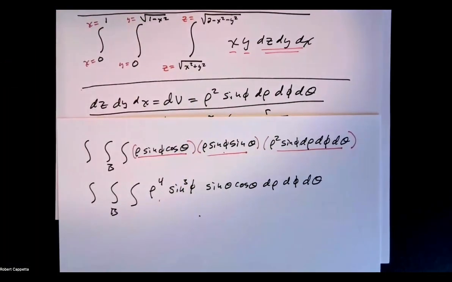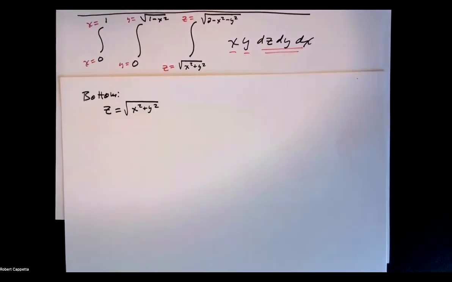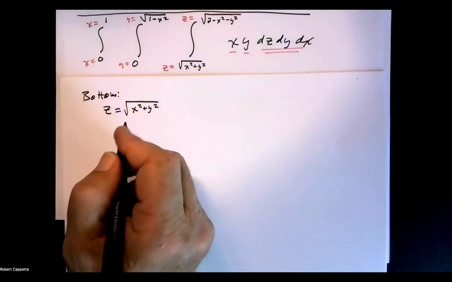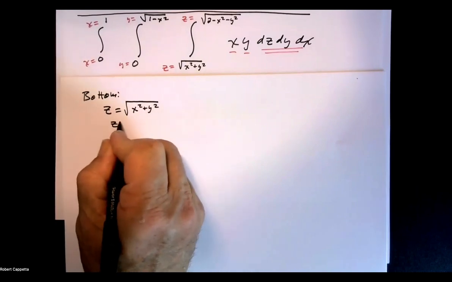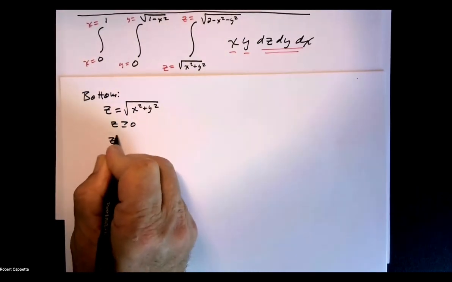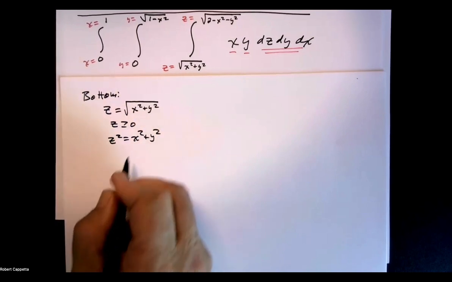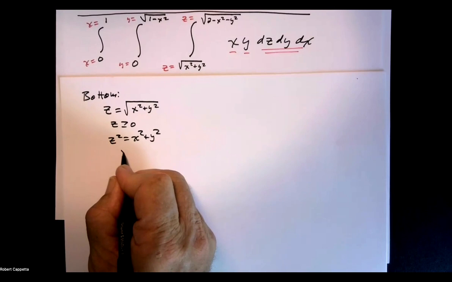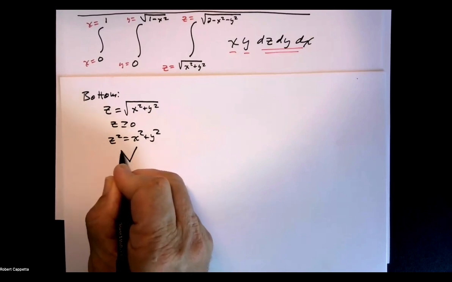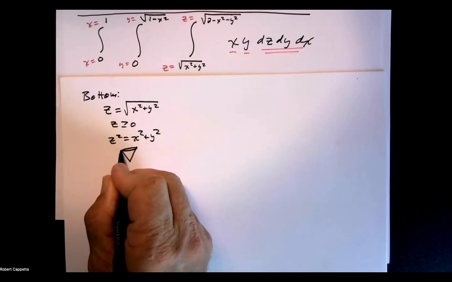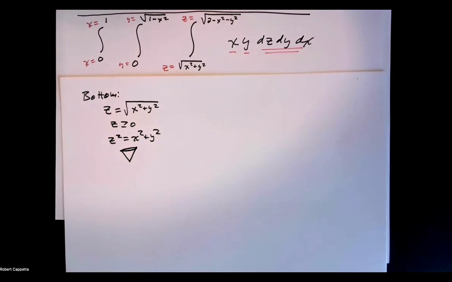We need to rethink that in the world of spherical coordinates. The bottom piece is z equals root x squared plus y squared. Again, z has to be positive here. Keep that in mind. So z squared equals x squared plus y squared. That is our intersecting lines. But z is just positive. That will give us the upper half of some cone.